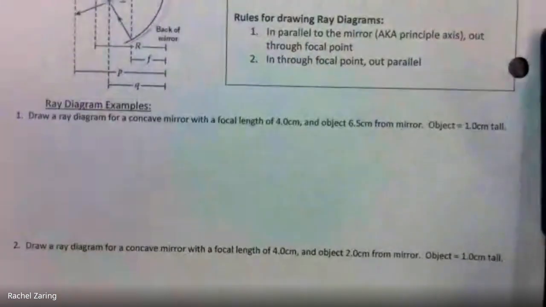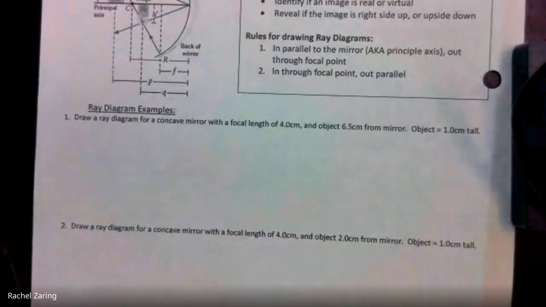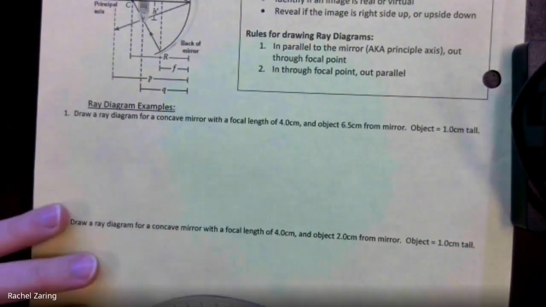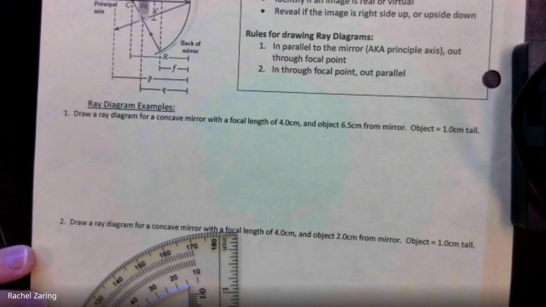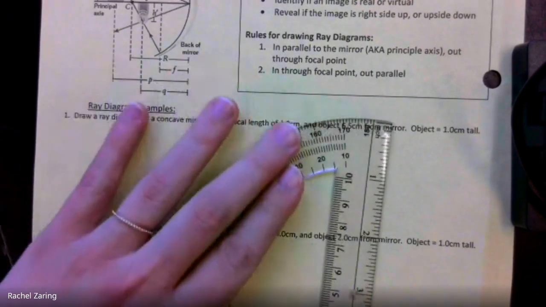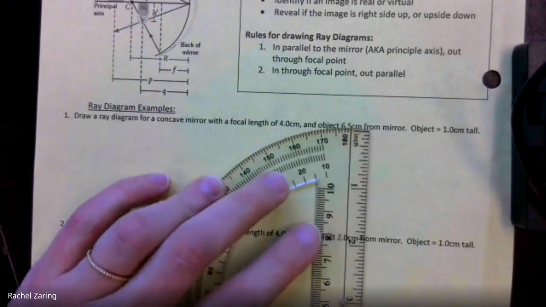Okay, great. So you should have a straight edge ruler or protractor. If you do not have one already, you're going to need one. This says draw a ray diagram for a concave mirror with a focal length of 4 centimeters and an object 6.5 centimeters from the mirror. Your object is 1 centimeter tall.